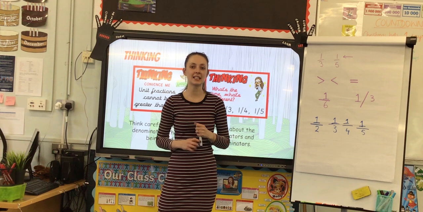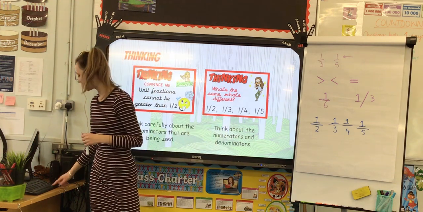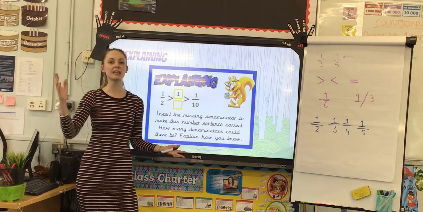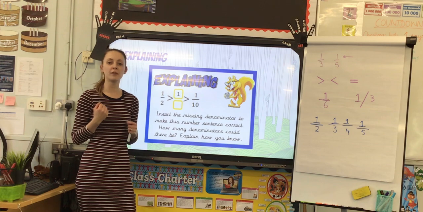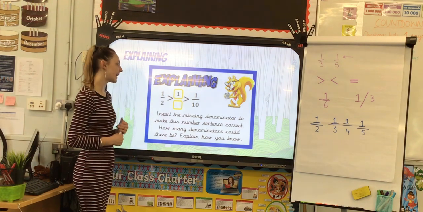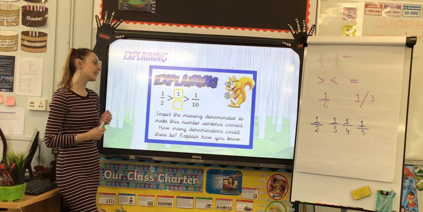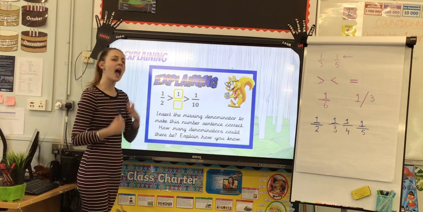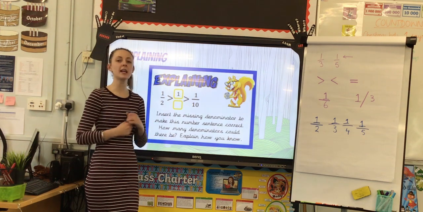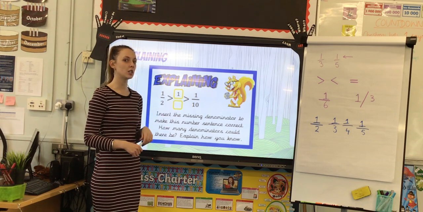Right, your last task then, now that you've finished your red tasks, is your explaining task. Now this is completely independent. This is you bringing together all of your knowledge from unit fractions and comparing and ordering unit fractions to have a go at this one. It says, insert the missing denominator to make this number sentence correct. How many denominators could there be? And explain how you know. So explain how you know you've chosen the correct denominator.